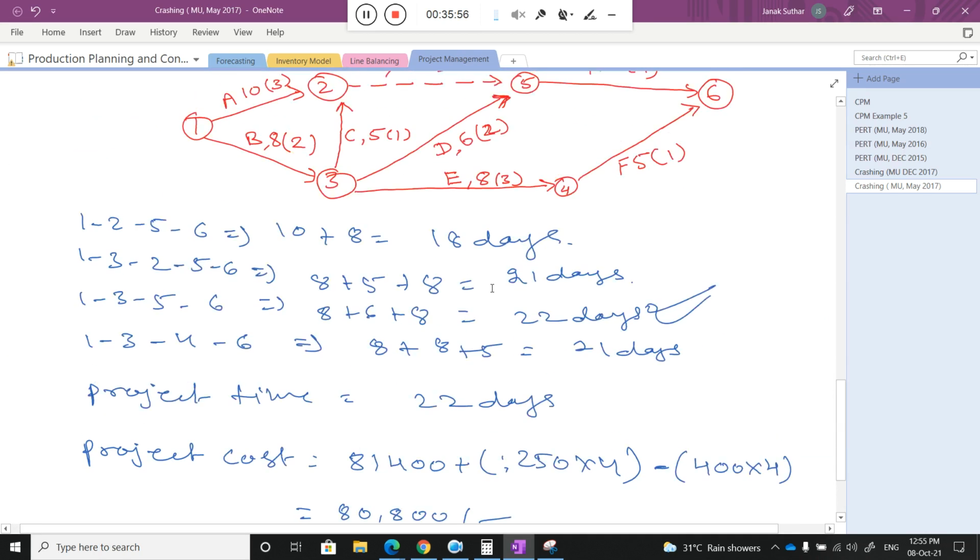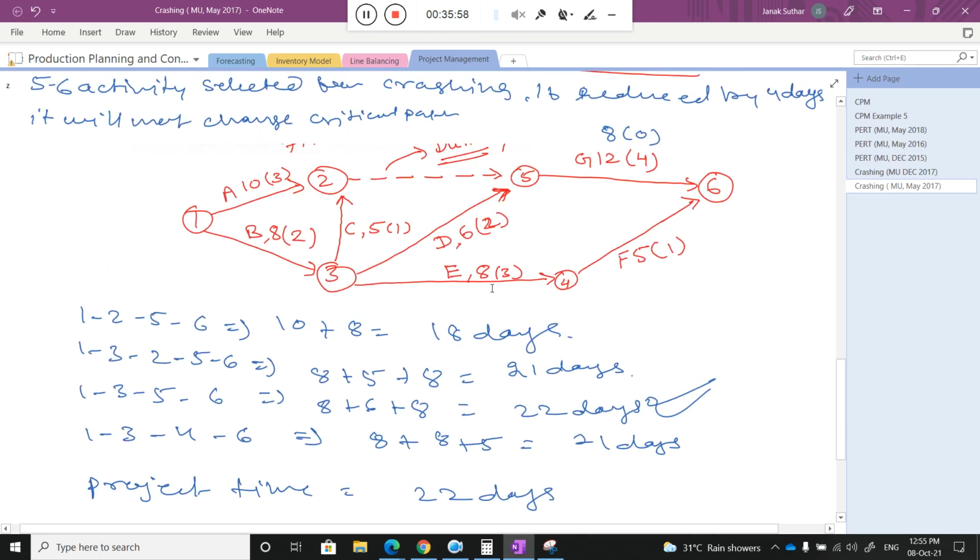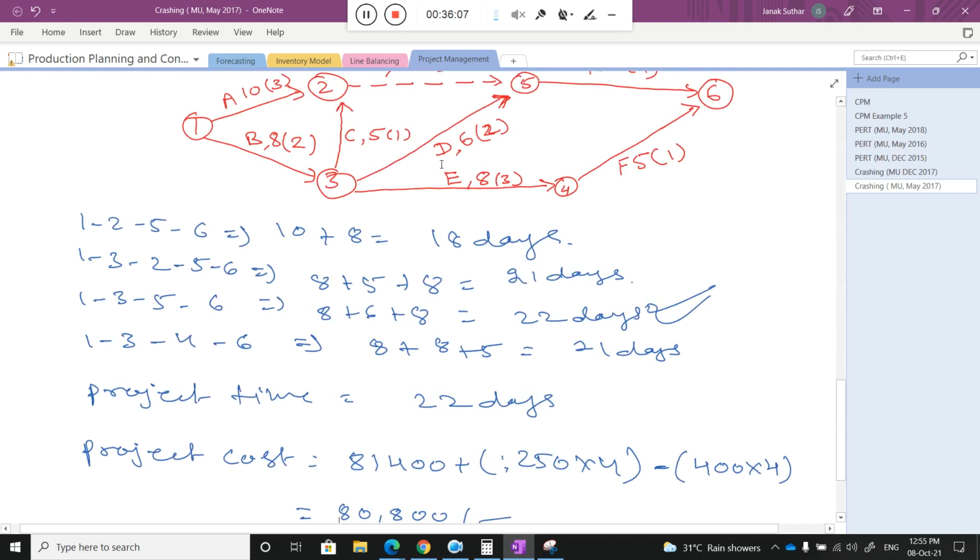The dummy doesn't play any role. That is only for the solution. That is zero cost, zero time. It just shows the interrelationship. The reason is one concept, the indirect cost. Are you getting my point?